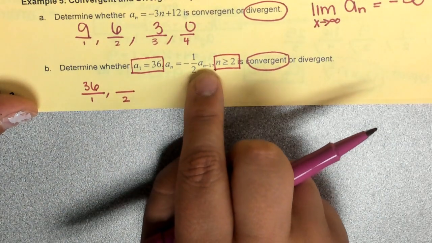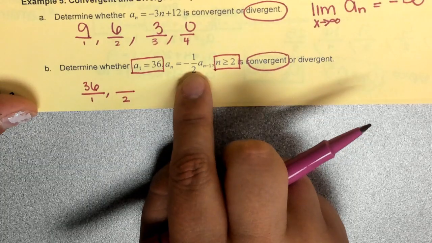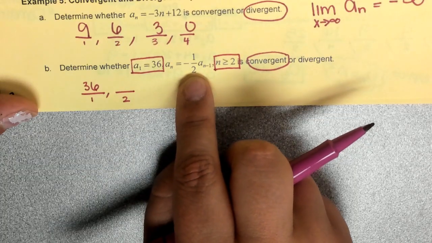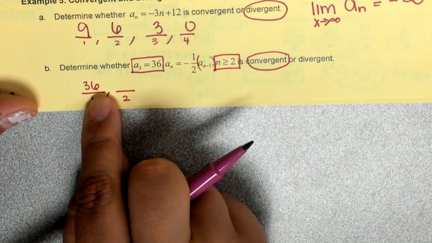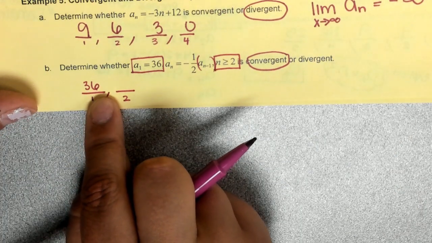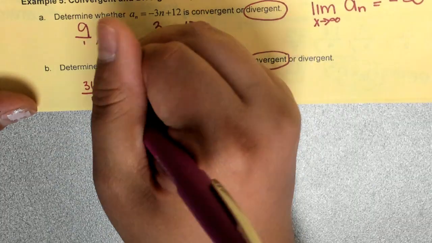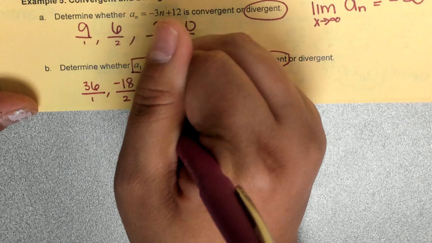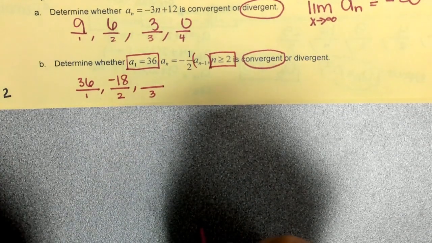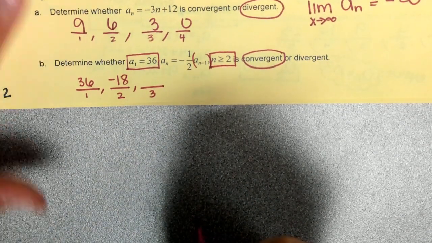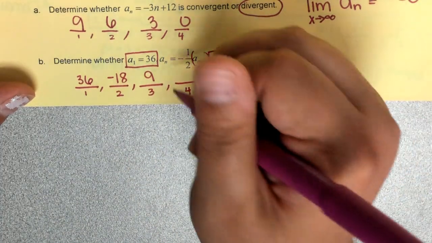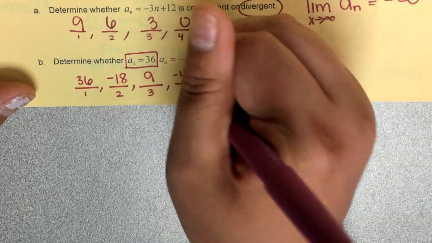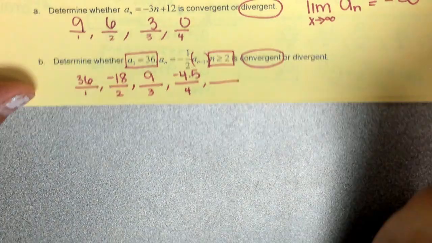A to the n minus 1, remember, means previous term. And I'm going to multiply it by what? Negative 1/2. So what is negative 1/2 times my previous term of 36? What's 36 times negative 1/2? Negative 18. And then if I keep going, what's going to come next? What's negative 1/2 times negative 18? 9. What is 9 times negative 1/2? And negative 4.5 times negative 1/2.